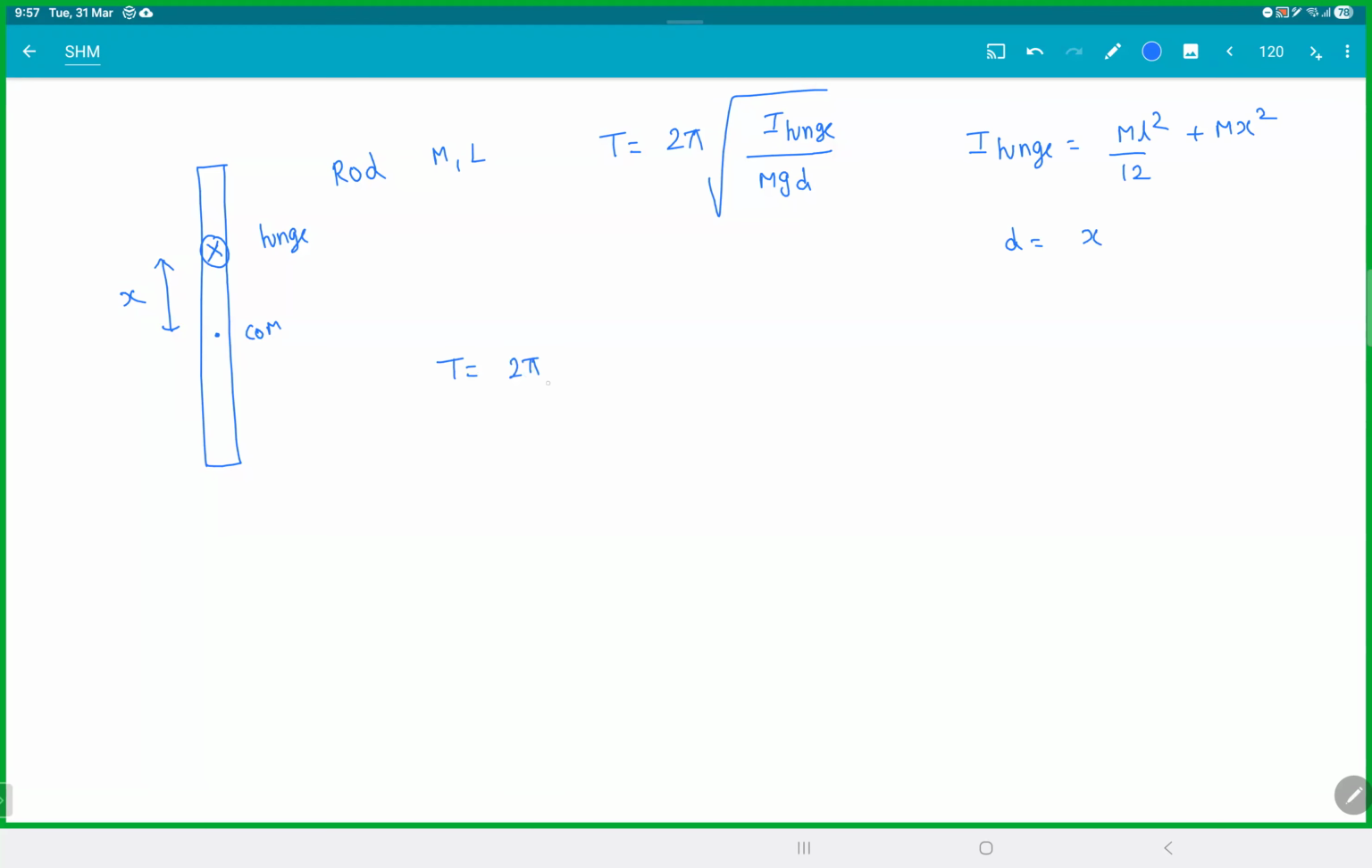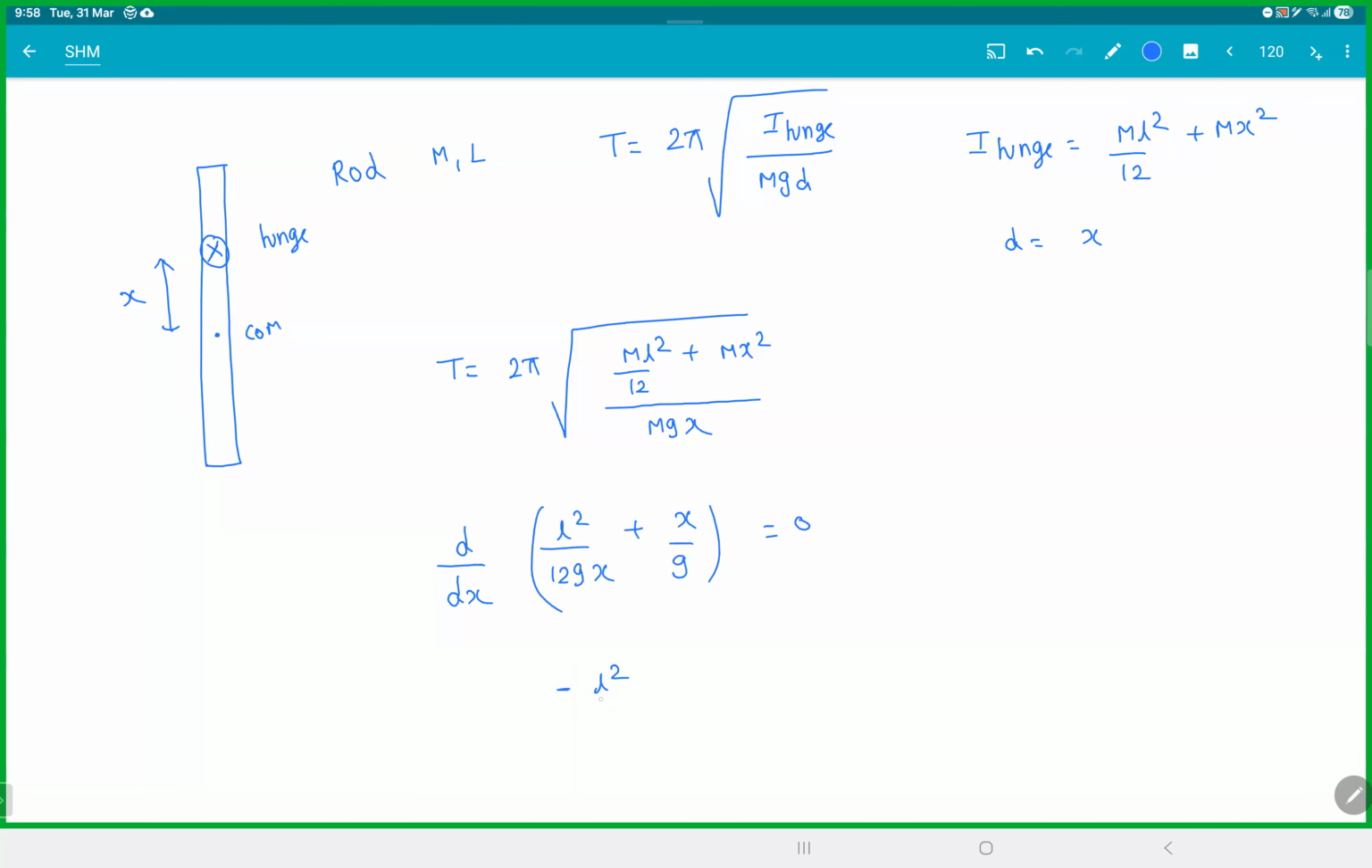Therefore, your time period is 2π root over (mL²/12 + mx²) by mgx. So basically, you need to minimize the function inside. So d/dx of (L²/(12gx) + x/g) must be 0. This will be −L²/(12x²) + 1 = 0. We get x = ± L/(2√3).